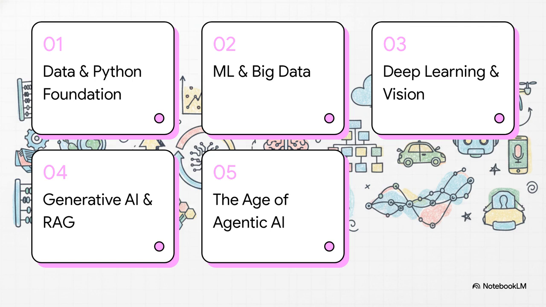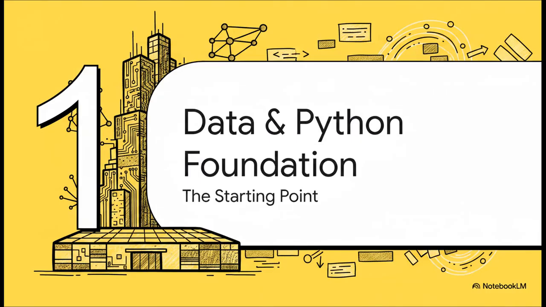And here is our roadmap for that climb. 1. Foundation data and Python. 2. Machine learning and big data. 3. Deep learning and vision. 4. Generative AI and RAG. And finally, number 5, the age of agentic AI. Okay, let's dive into this.